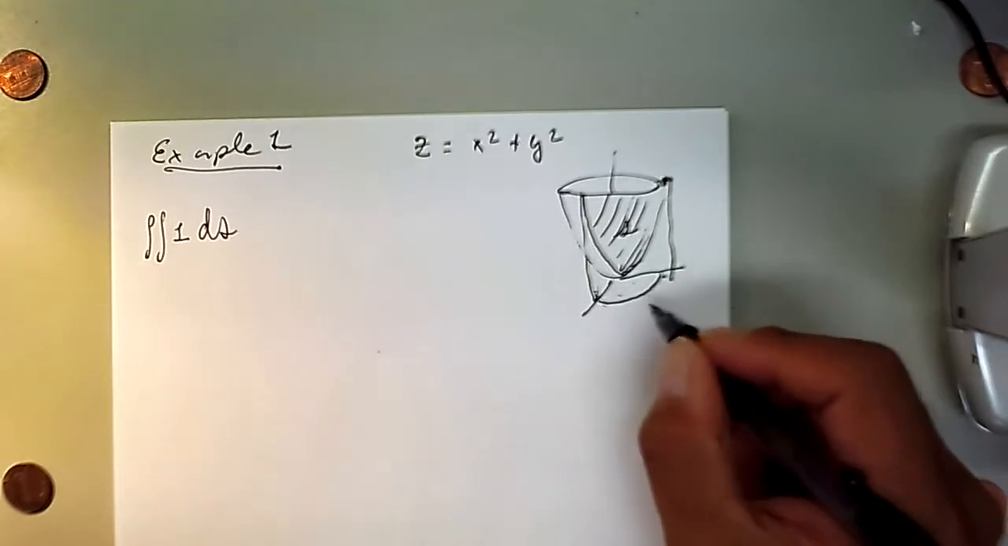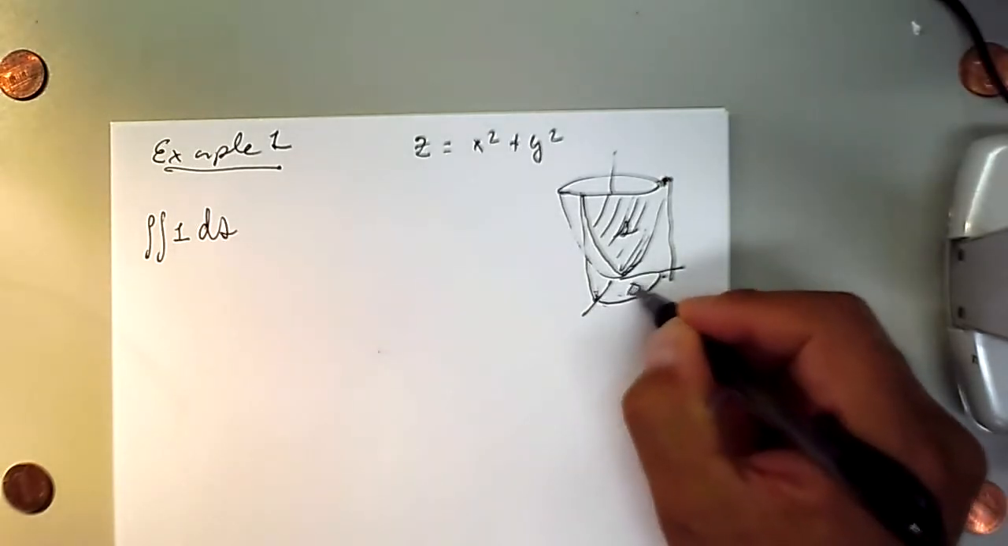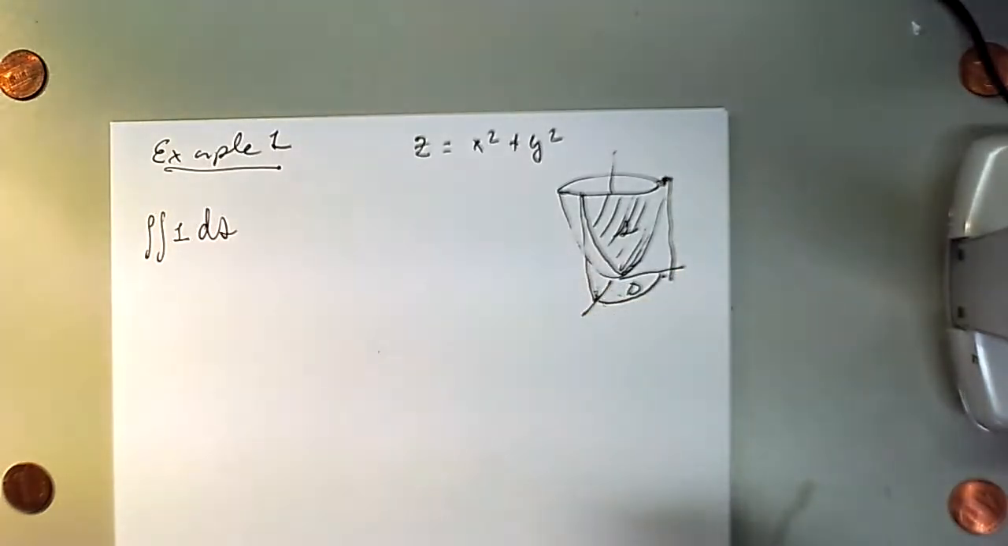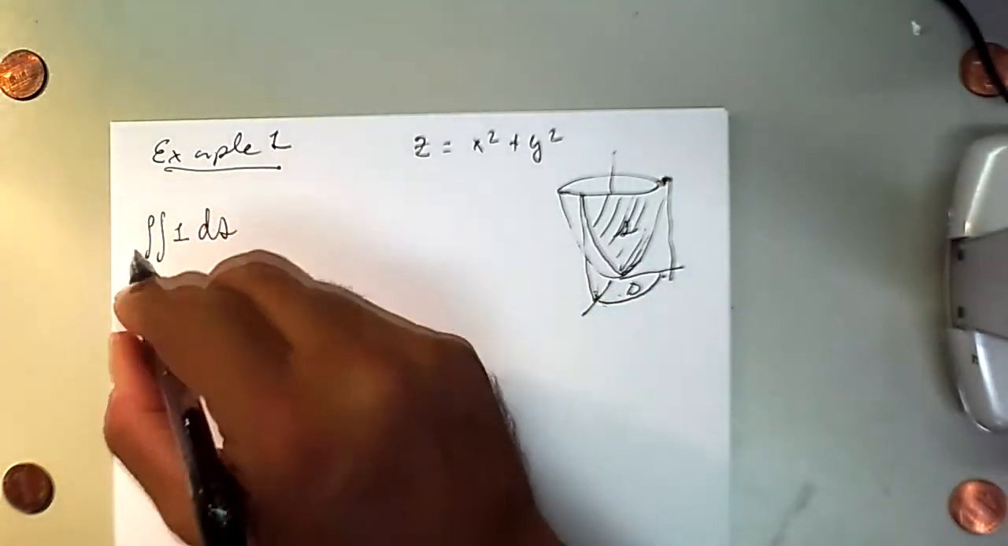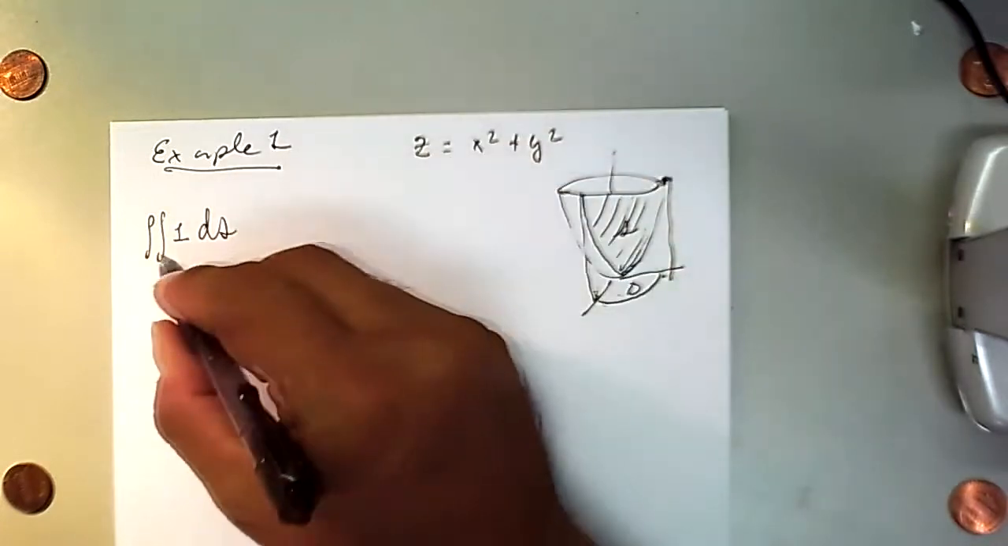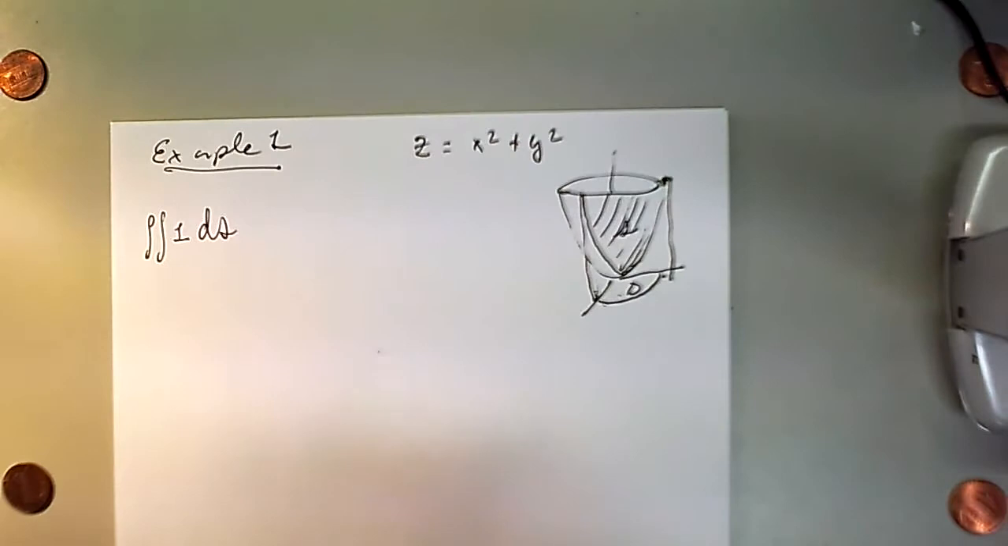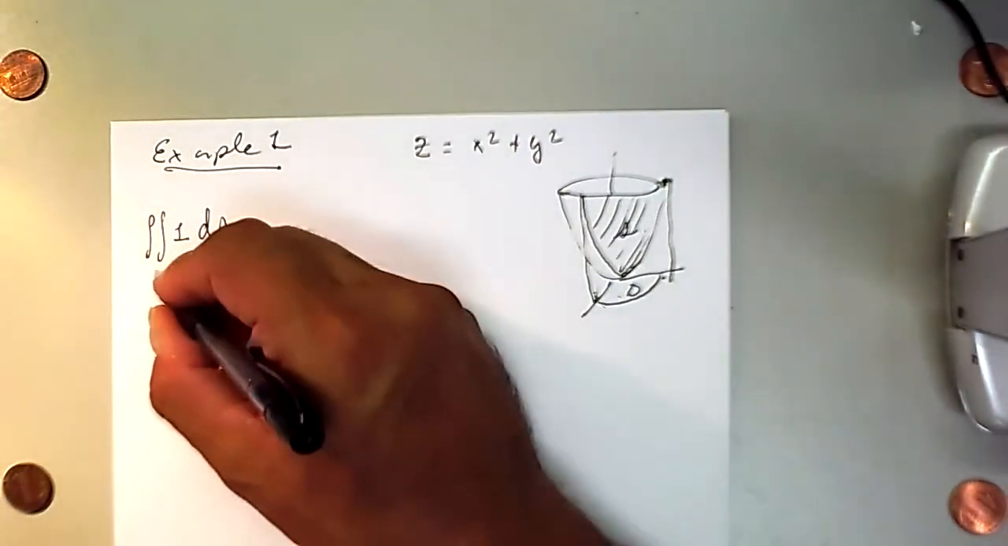So there's not much to parameterize. We can use a trivial parameterization. So this would be D, and that is S. According to our formula, the scalar function we are integrating is 1. That is a scalar, not a vector field. So according to our formula, this is over S.